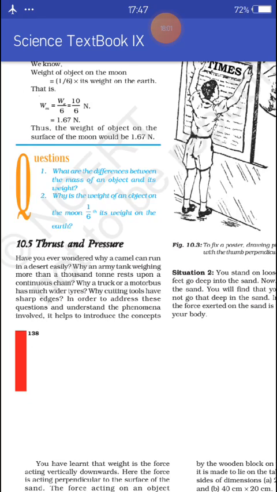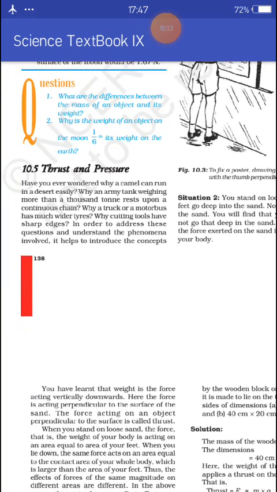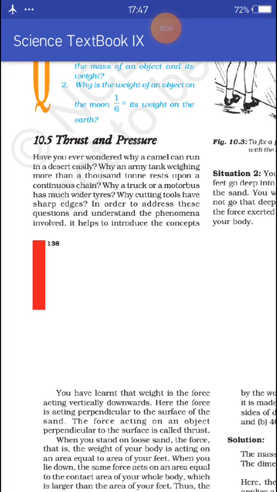Okay, here the in-built questions. Then 10.5 thrust and pressure. What is thrust and pressure?